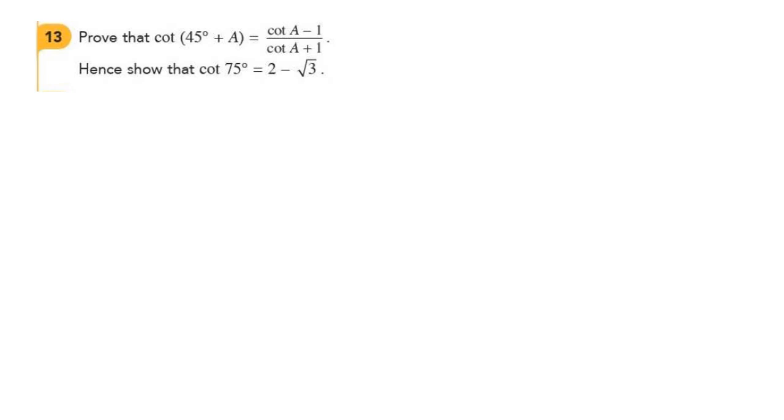Right, let's look at the second last question. It's not difficult either. We're asked to do some proving in part I, and then part 2 is to show, where hence means we have to make use of the answer that we found in the first part, that cotangent 75 degrees is 2 minus square root 3. This is quite similar to the O-level questions, the kind of questions that you may see in the exam. All right, so let's do some recap.